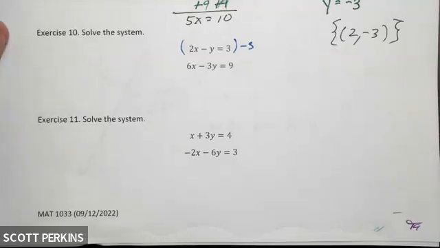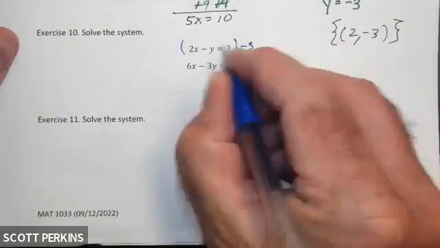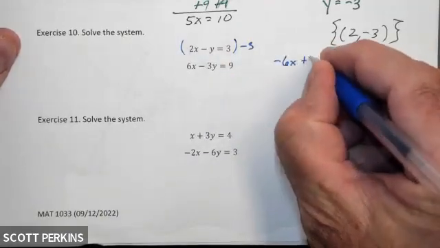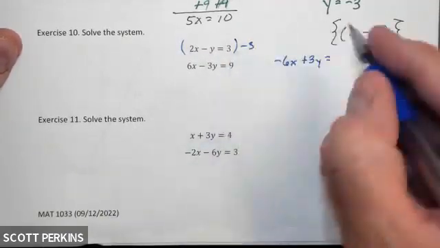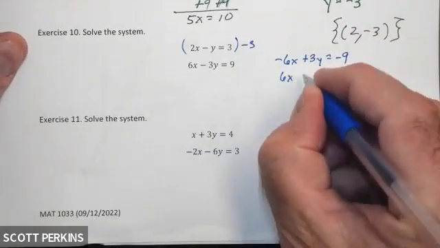The reason it's negative is because I need one of the 6's to be negative and the other to be positive. So when I multiply by -3, I've got -3 times 2 is -6x. -3 times -1 is +3y. And then -3 times 3 is -9. The second equation stays the way it is.